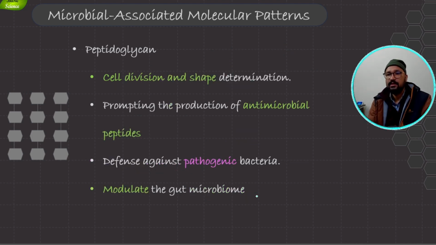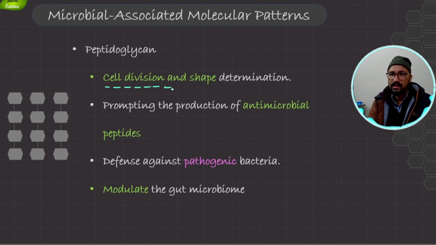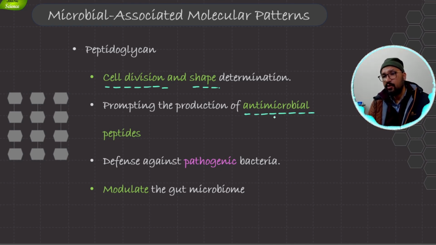Okay, next. Few other points. It helps in cell division. So a lot of research is going into this also, and so many molecules are being developed that can target the peptidoglycan layer, so that we can kill pathogenic organisms like Staphylococcus aureus. It also determines the shape of the bacteria. Again, another point is antimicrobial peptides.